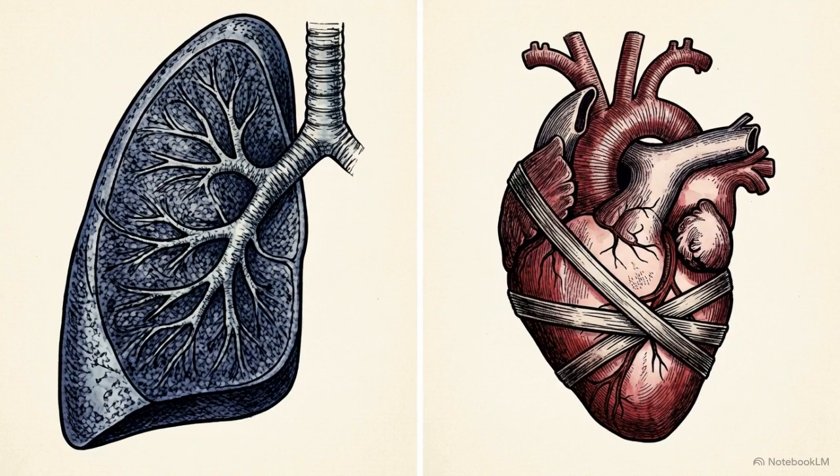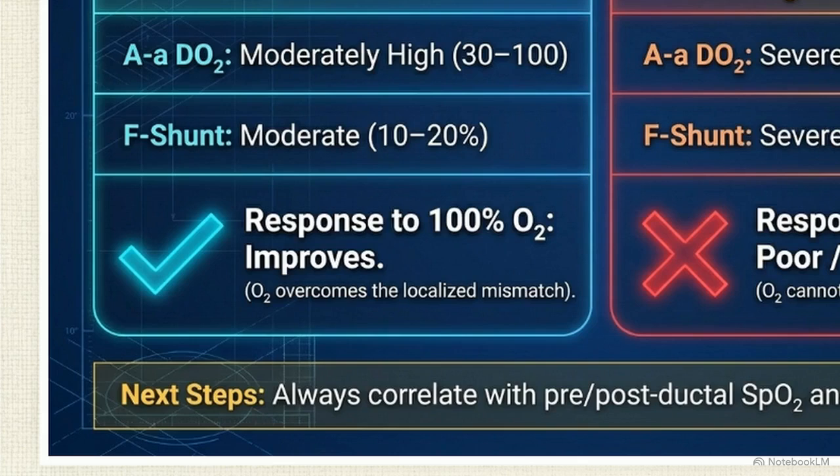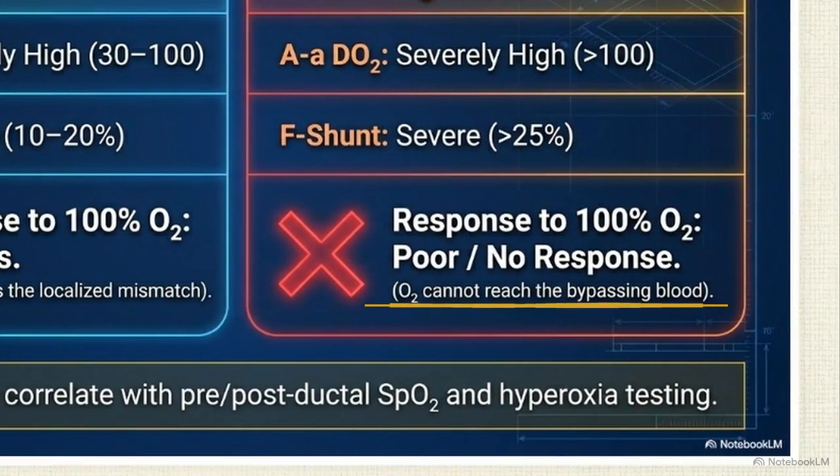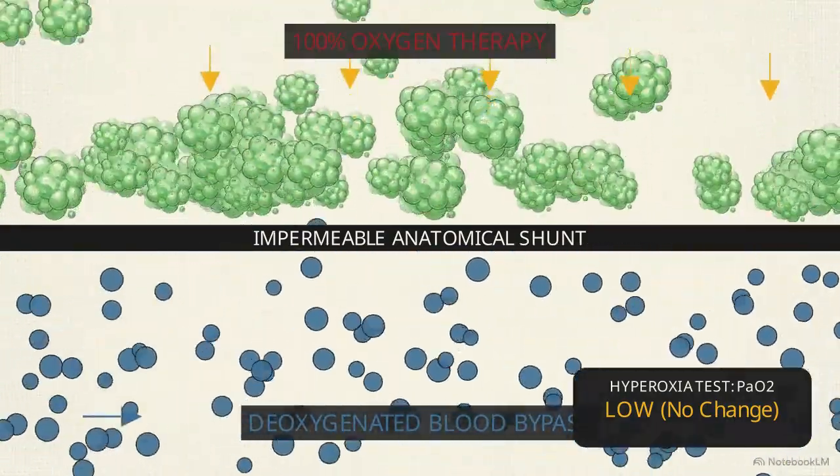To prove which diagnosis you have at the bedside, you administer 100% oxygen and observe the physiological response. This table breaks down the response. If the problem is localized lung damage, the patient's oxygenation improves. A lack of response to pure oxygen proves you have a structural right-to-left shunt. Oxygen fails to correct a shunt because the gas physically cannot reach the detouring blood.